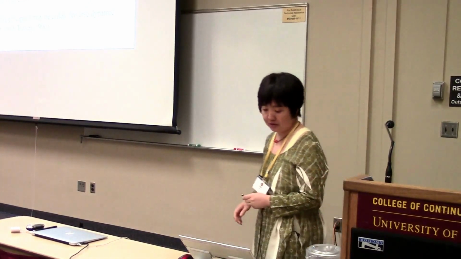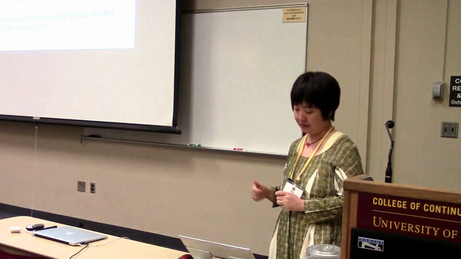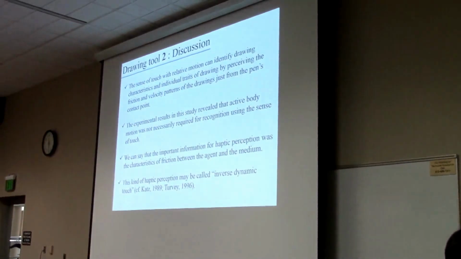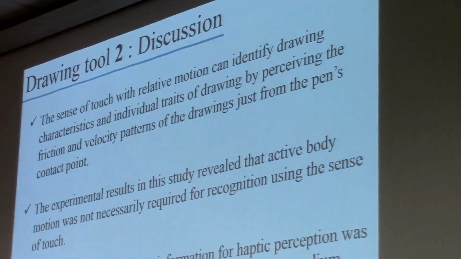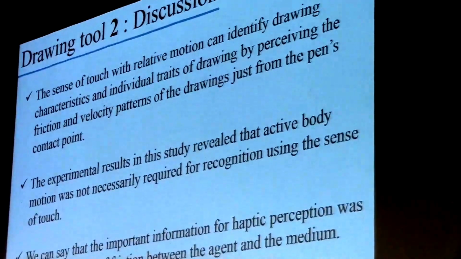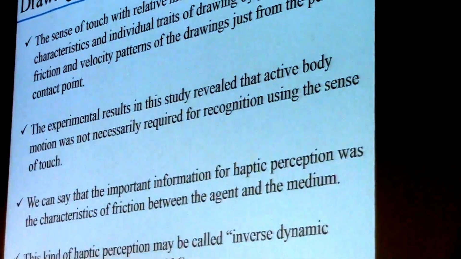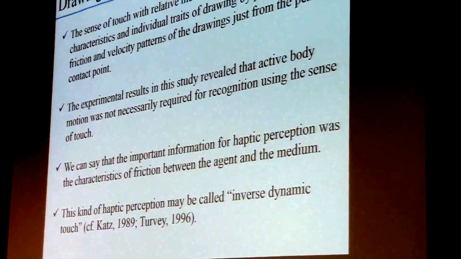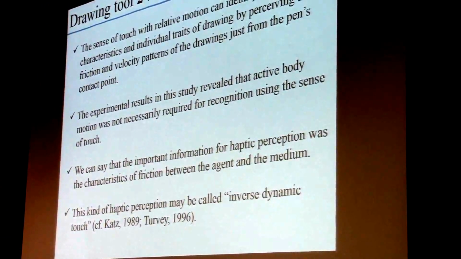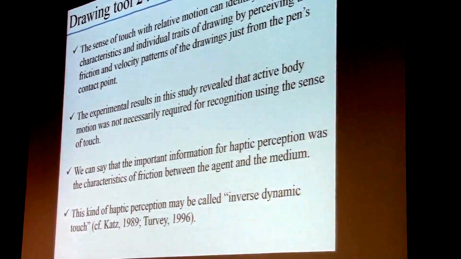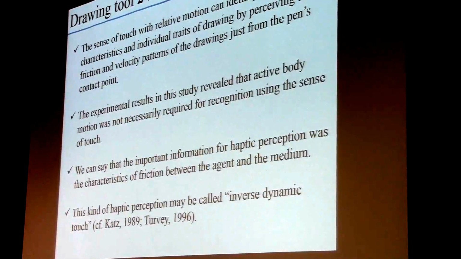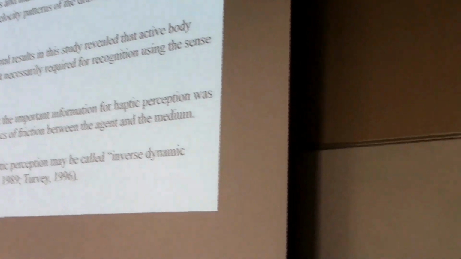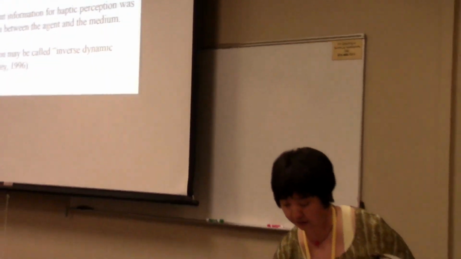Discussion. The sense of touch with relative motion can identify drawing characteristics and individual traits of drawing by perceiving the friction and the velocity patterns of the drawing just from the pen's contact point. The experiment results revealed that active body motion was not necessarily required for recognition using the sense of touch. We can say that important information for haptic perception was the characteristic of friction between the agent and the medium. This kind of haptic perception may be called inverse dynamic touch.